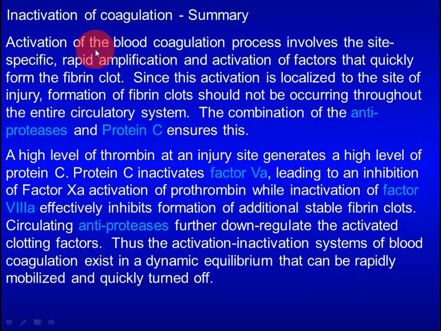Activation of the blood coagulation involves the site-specific, rapid amplification and activation of factors that quickly generate the fibrin clot. Since the activation is localized to the site of injury, formation of fibrin clots should not be occurring throughout the entire circulatory system. This is achieved by the combination of anti-proteases and protein C.